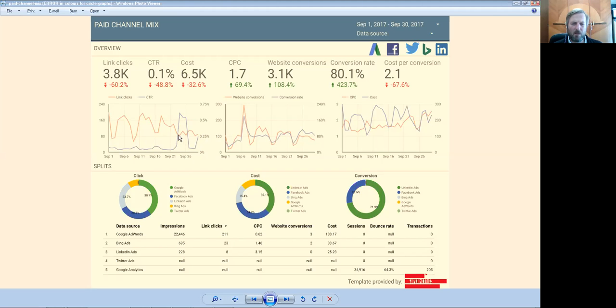Which does not make sense on this graph, is why the click-through rate is so high here, and then it drops and then it goes up again, whereas the amount of link clicks is going down. This makes no sense.